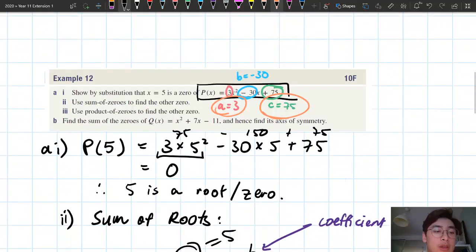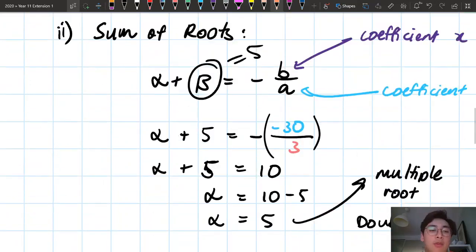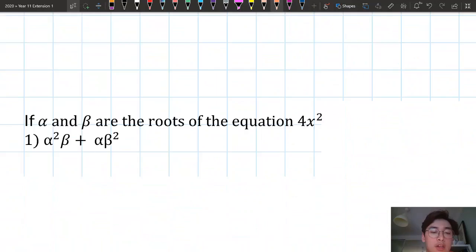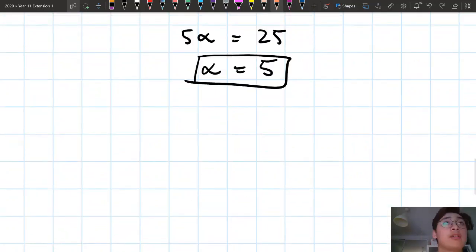So here, we've got this question. We want to find the sum of the zeros of this polynomial Q of x is equal to x squared plus 7x plus minus 11. And we want to find the sum of the roots. Okay, so I scrolled down a bit too far. What I'm going to do is just write down my polynomial.